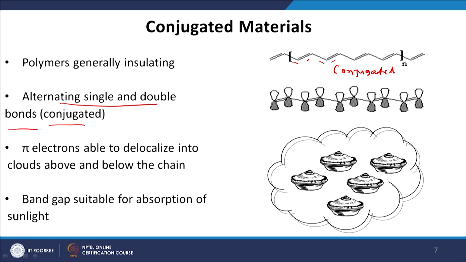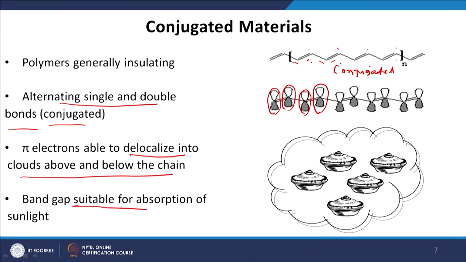Now what happens in this kind of conjugated structure is that the pi electrons, which look like a dumbbell shape and are distributed over this polymer backbone, are delocalized into clouds above and below the chain. So the pi electron density is distributed throughout the polymer chain, above and below. Because of this conjugation, this kind of polymer has delocalization of the electron clouds, or pz electrons, which are loosely bound throughout these chains.